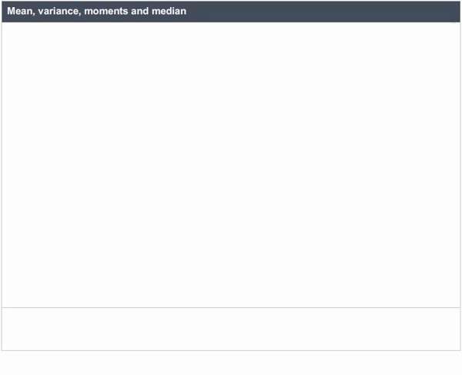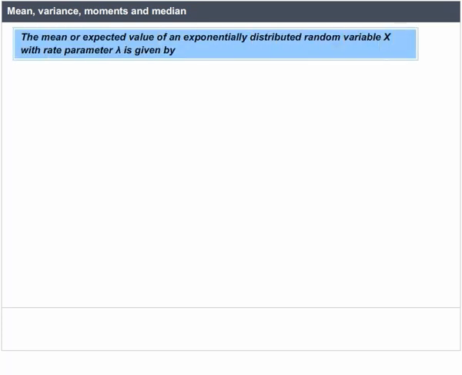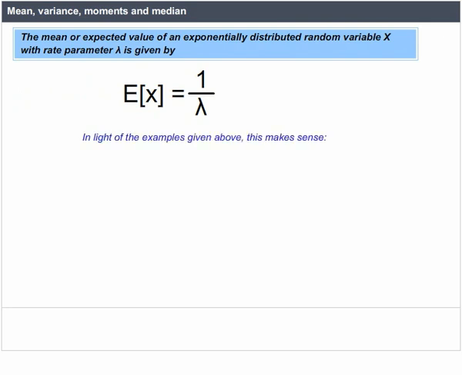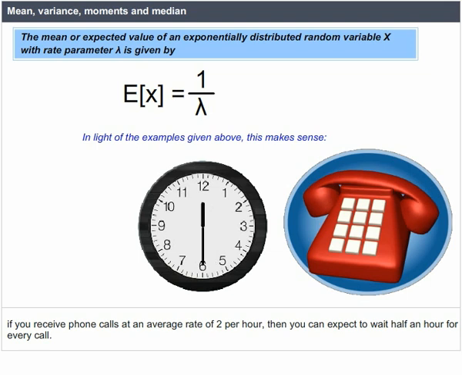Mean, variance, moments and median. The mean or expected value of an exponentially distributed random variable X with rate parameter lambda is given by expectation of X equal to 1 by lambda. In light of the examples given above, this makes sense. If you receive phone calls at an average rate of 2 per hour, then you can expect to wait half an hour for every call.